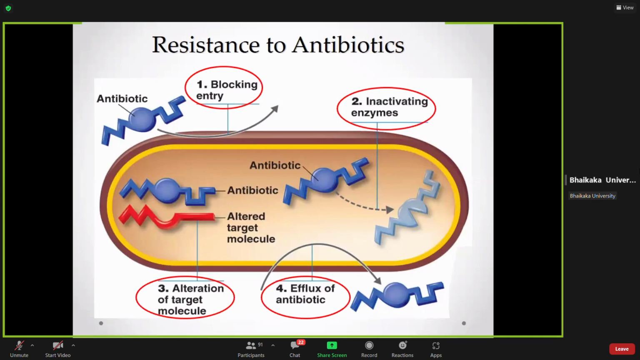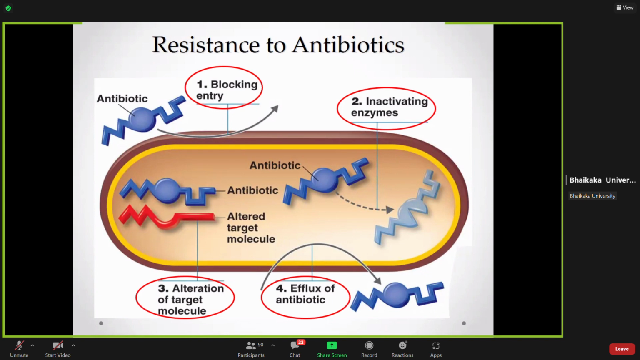But suddenly the bacteria changes that target site. They change the sequence of that particular protein by certain mutation, and they alter the target site so that tetracycline, even if it has reached the target site, won't attach to that particular target site and won't be effective later on.